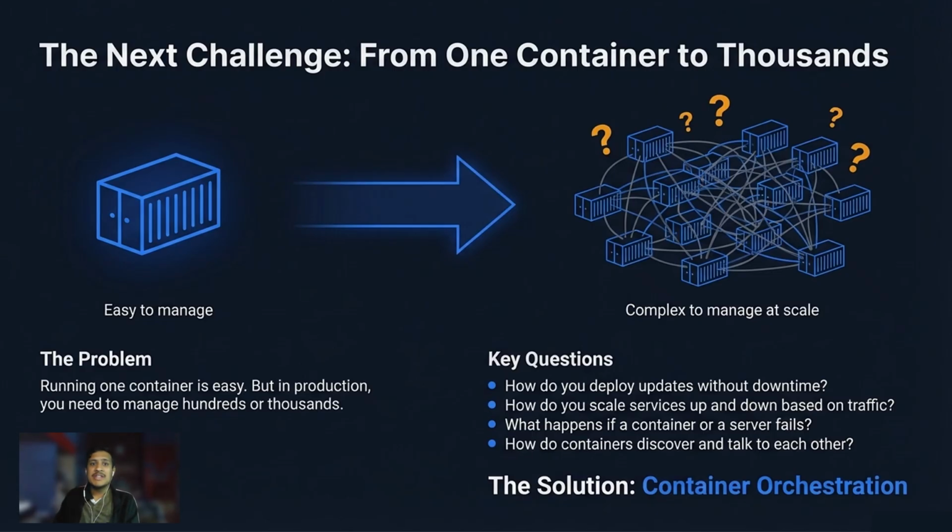So Docker makes managing one container easy. But in a production enterprise environment, we face a new challenge, scaling. Running one container is simple, but managing hundreds or thousands of them is complex. We have to answer difficult operational questions, which are updates. How do you deploy updates without downtime? How do you automatically scale services up and down based on traffic? Resilience. What happens if a container or a server fails? Networking. How do containers discover and talk to each other? The solution to all these problems is container orchestration.